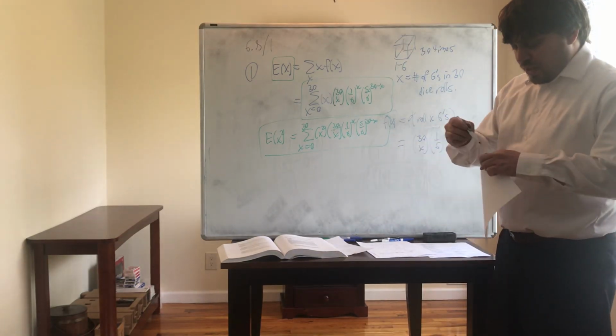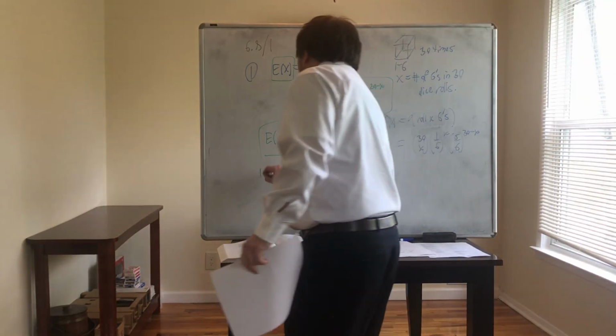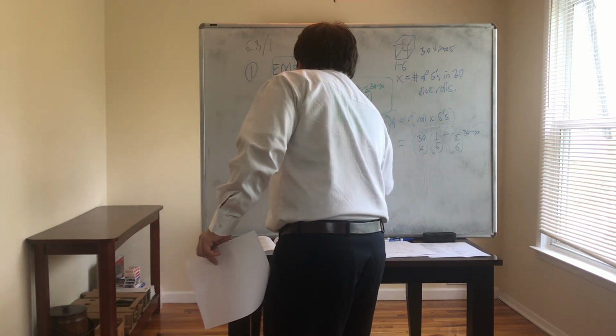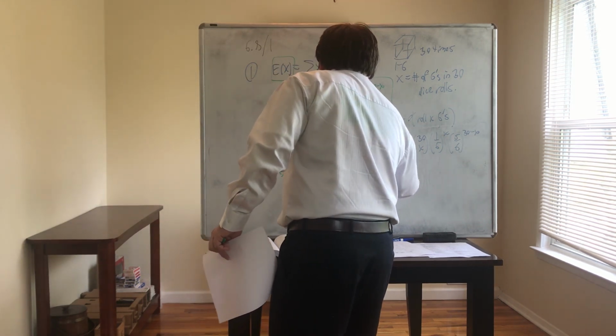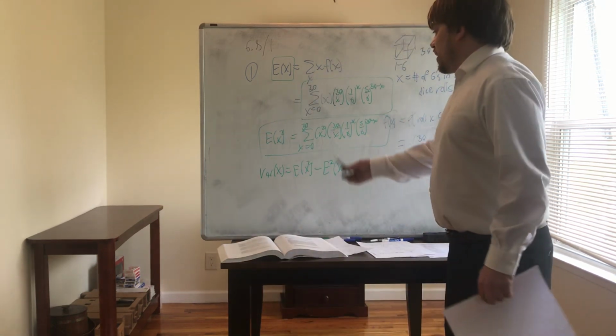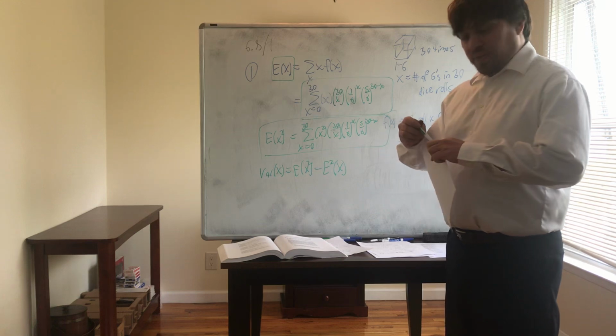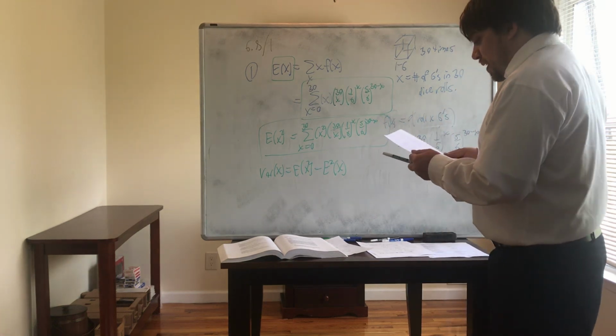Okay? And so then if you want to find the variance in this situation, the variance of x would be E of x squared minus the square of E of x. And so you just take this value and you subtract the square of that value, and you would find the variance. Okay, so that's 6.8, number 1.